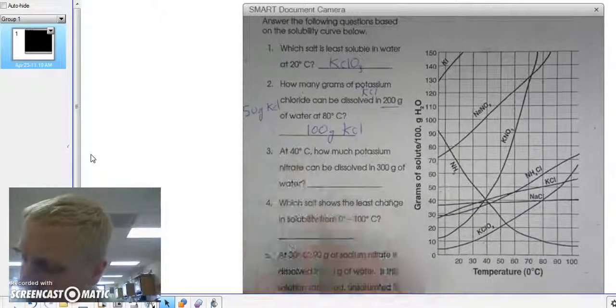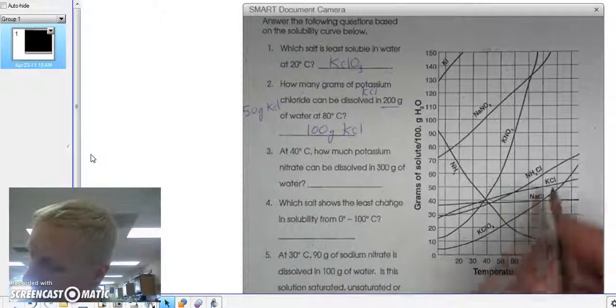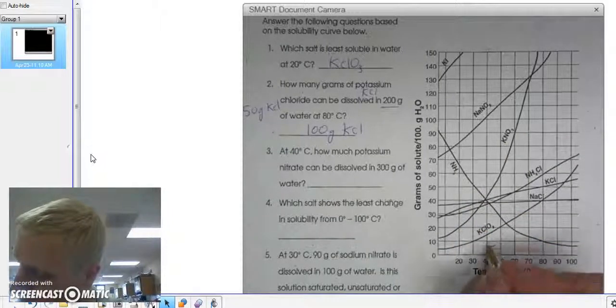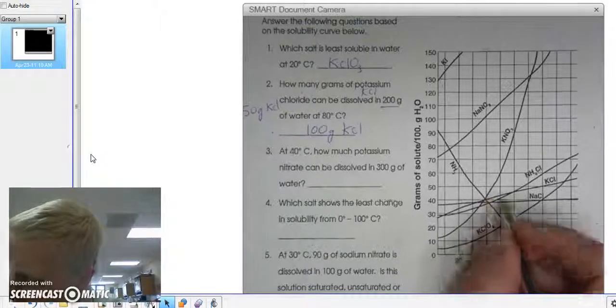Alright, number 3. At 40 degrees Celsius, how much potassium nitrate can be dissolved in 300 grams of water? Potassium nitrate is this guy right here. And we're talking about 40 degrees Celsius. Looks like it's just above the 40. I'm going to say it's around 42.